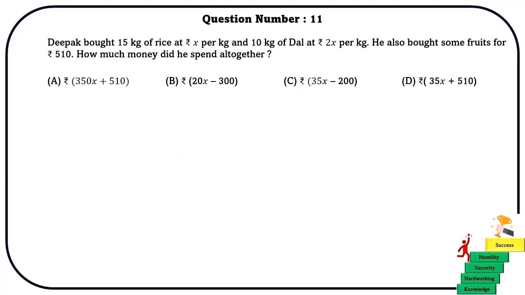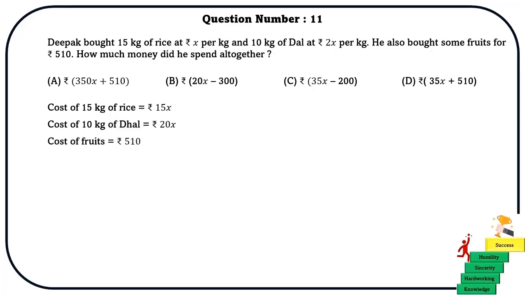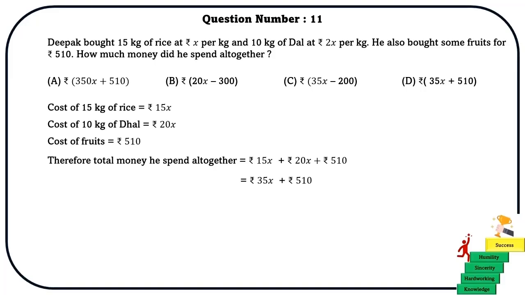Question number 11. Deepak bought 15 kgs of rice at rupees x per kg and 10 kg of dal at rupees 2x per kg. He also bought some fruits for 510 rupees. How much money did he spend altogether? Cost of 15 kg rice is 15x rupees. Cost of 10 kg dal is 20x rupees. Cost of fruits is 510 rupees. Now adding all of them, we will get rupees 35x plus rupees 510.